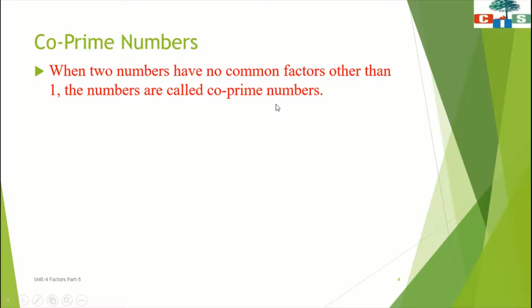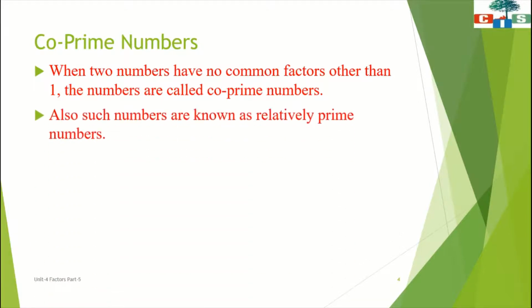So in short, what are coprime numbers? When two numbers do not have any common factor except 1, then such numbers are known as coprime numbers. We have another name for coprime numbers, that is relatively prime numbers.